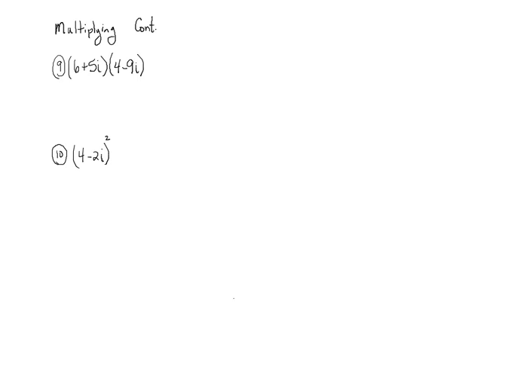So let's simplify this. 6 times 4 is 24. And I've already made a mistake. See how easy it is? 6 times negative 9 is negative 54, and we just bring the i with it. So we have 5i times 4, which is going to be 20i. And our last term, positive times negative is a negative, 9 times 5 is 45, i times i is i squared.